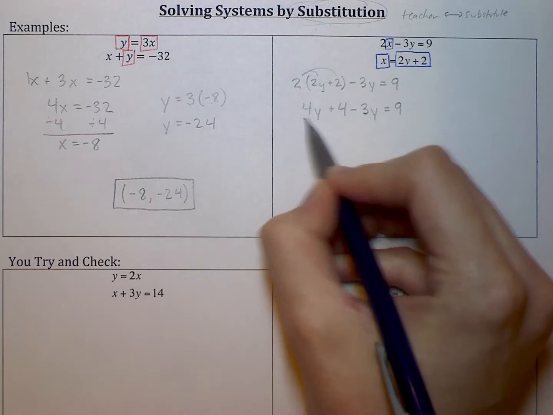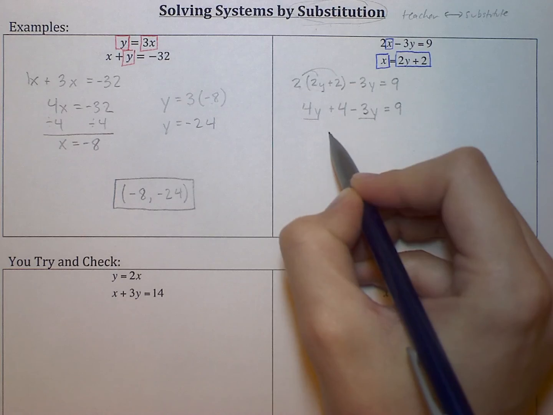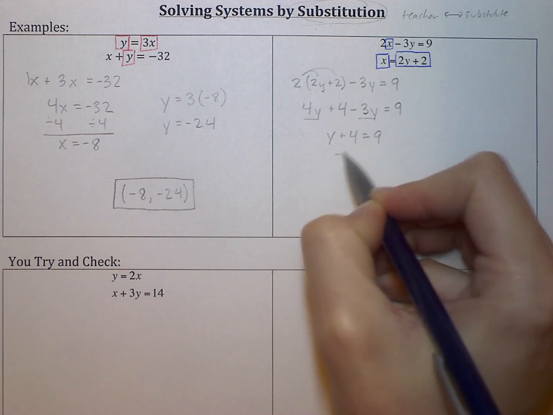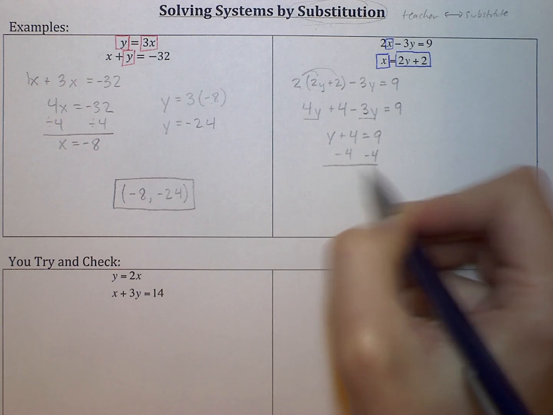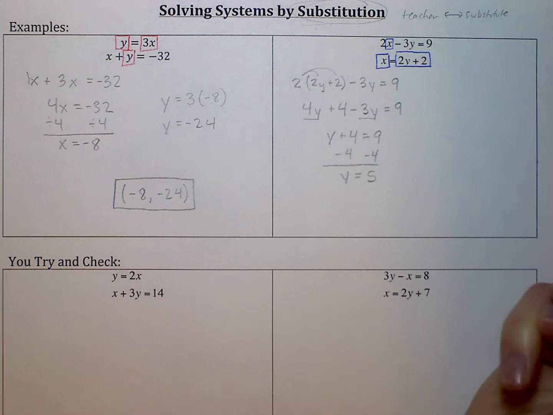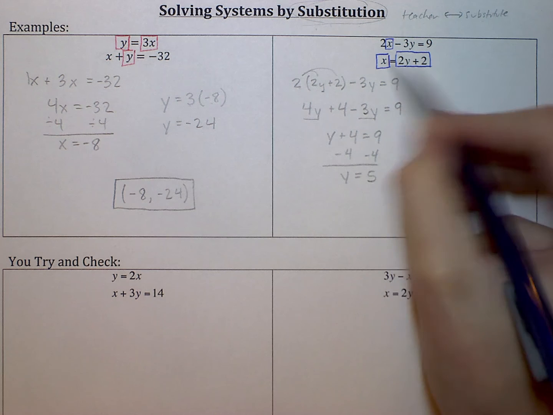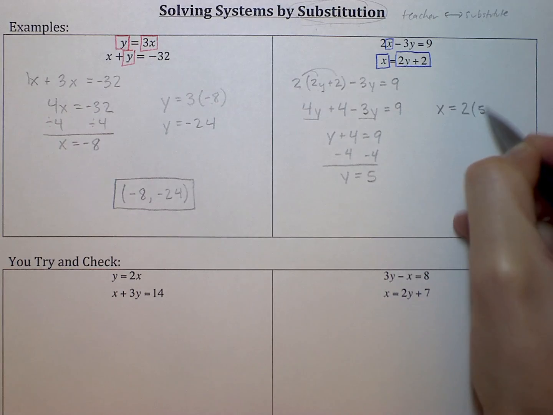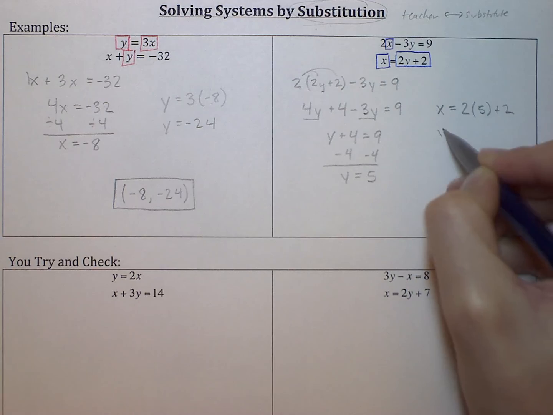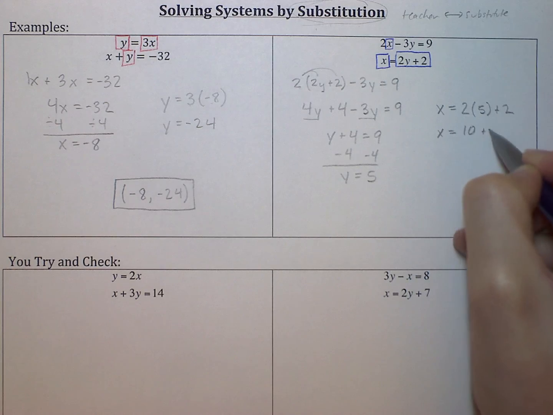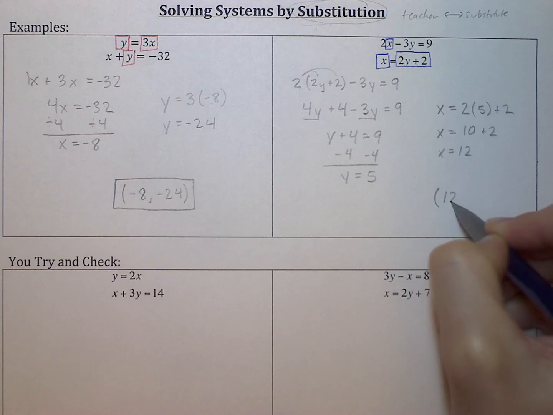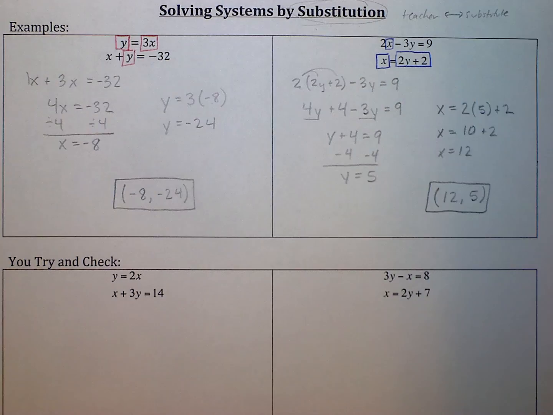Let's see. Like terms, 4y minus 3y, that's 1y or just y. And y equals 5. Okay, still need an x value. I'm going to plug into this one where x is already by itself. So y is 5. 2 times 5 is 10. And 10 plus 2 is 12. So my x value is 12. My y value is 5. And I'm done. Your turn to try.